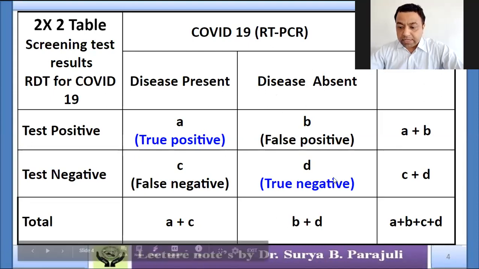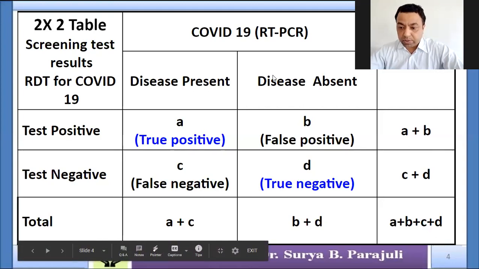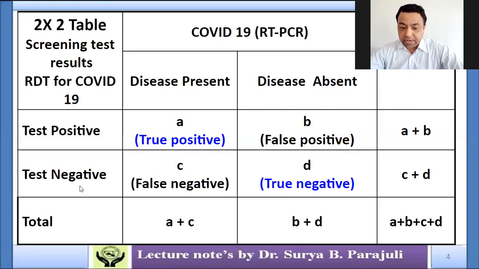So among the disease negative, RDT can detect this group of people as test negative. This is called true negative. So it's negative in both. Disease absent, negative means absent. Disease absent, absent. Negative means absent and absent. True negative. So present and positive, true positive.